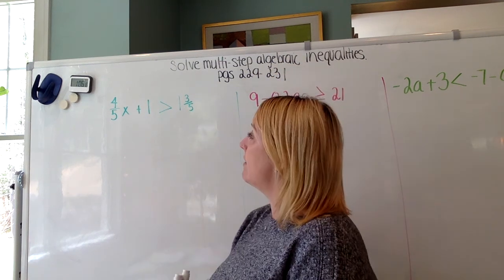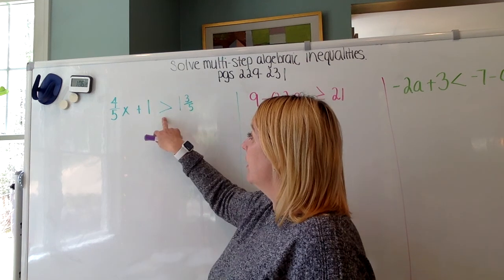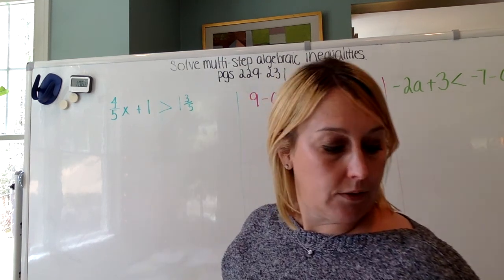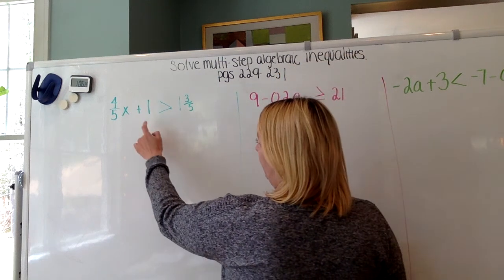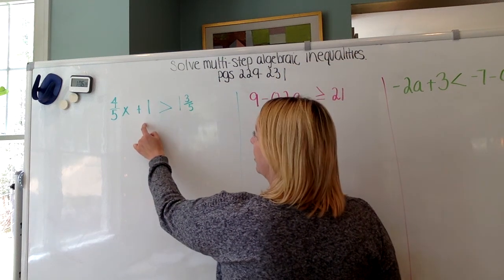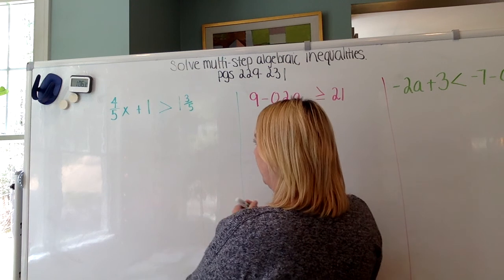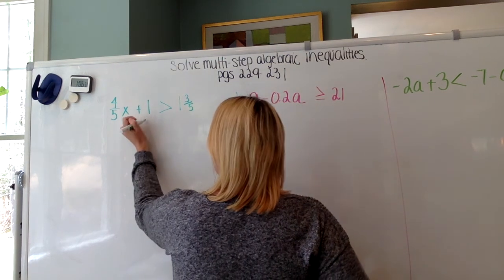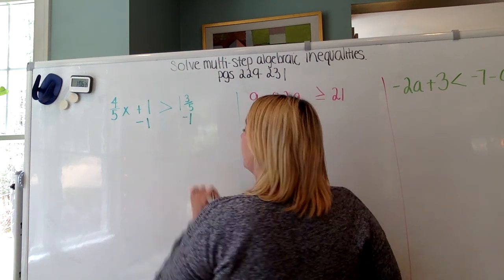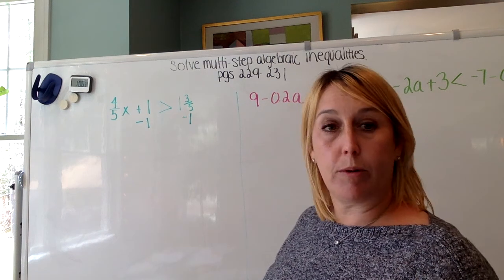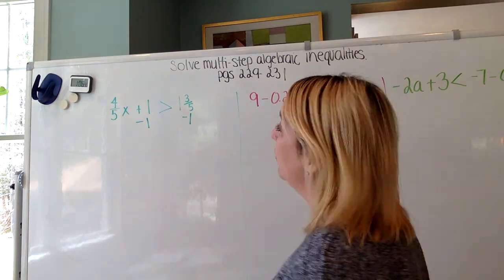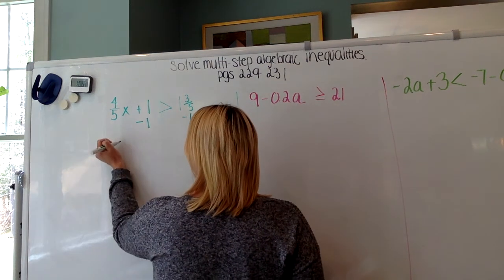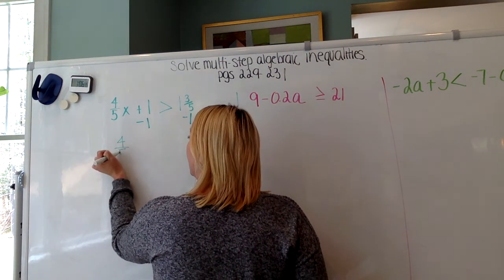So we've got 4/5 x plus 1 is greater than 1 3/5. So first thing that I notice is we have a constant over here that we are going to want to bring over here. We have positive 1, so we're subtracting 1. So we don't need to worry about flipping anything. This is just straight up when we're doing addition and subtraction. We handle it like we would typically when we're solving an inequality.